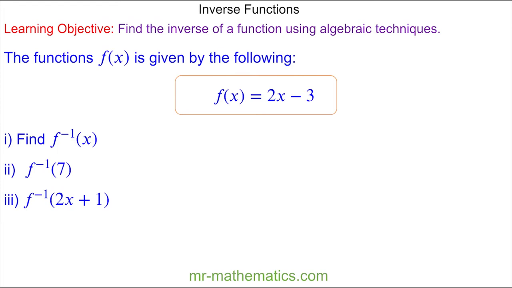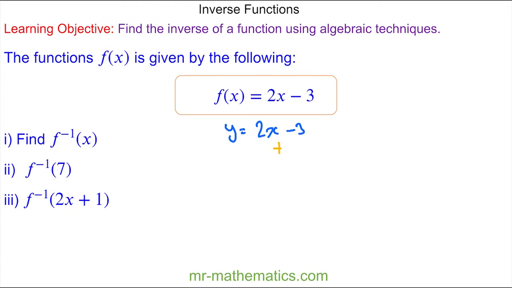So we're going to begin by working out the inverse function of f of x equals 2x minus 3. And to do this, we need to make x the subject of this function. And to make the notation simpler, I'm going to replace f of x with y. So y is equal to 2x minus 3. And to work out the inverse of this function, I'm going to make x the subject.